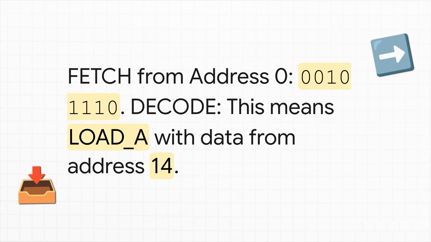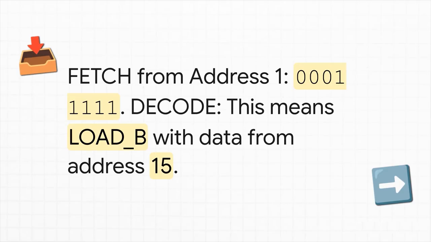Then it decodes it. The opcode 0012 means load something into a workspace called register A, and the operand 1110 tells it to get that something from memory address 14. Okay, time to execute. And boom, there it is. The CPU zips over to address 14, grabs the value stored there, which is 3, and pops it into register A. Step 1 is done. And just like that, the program counter automatically clicks over to 1, ready for the next command.